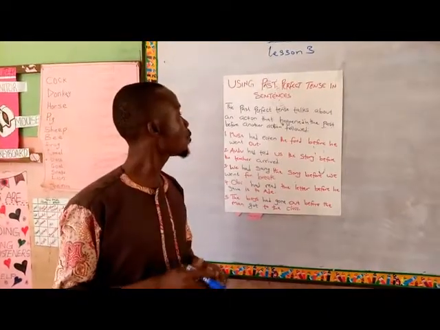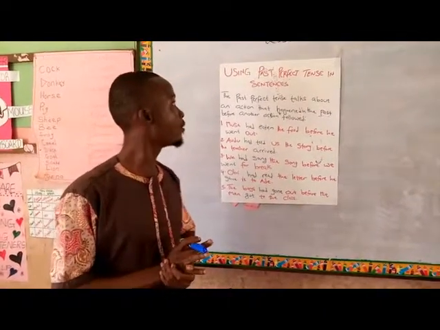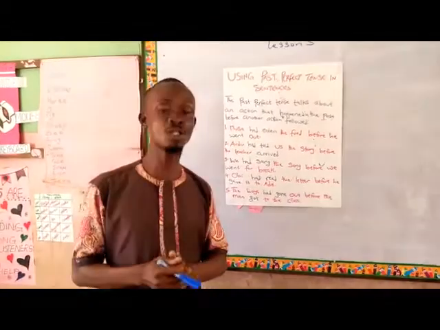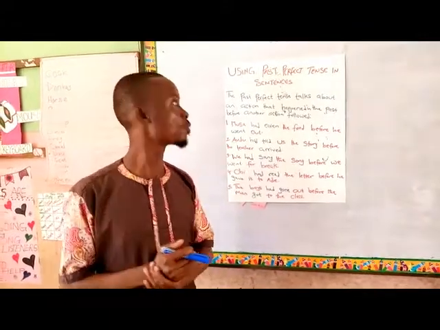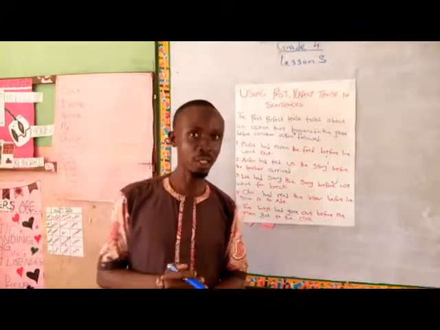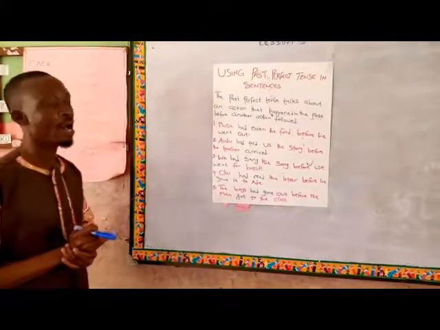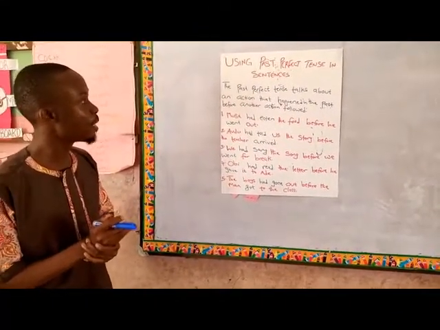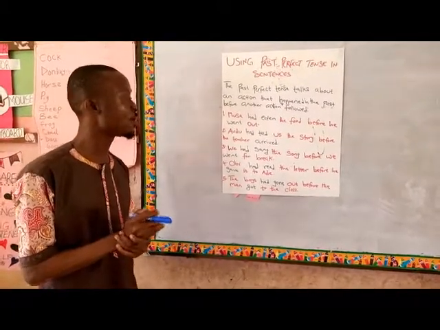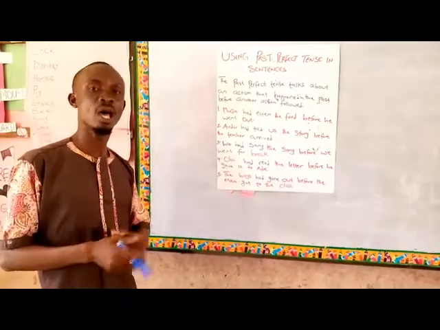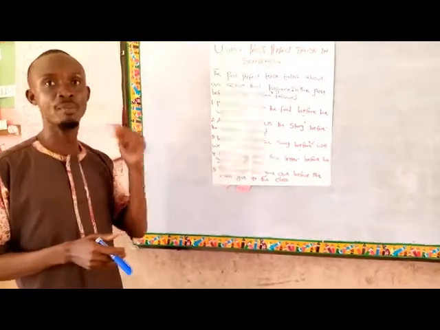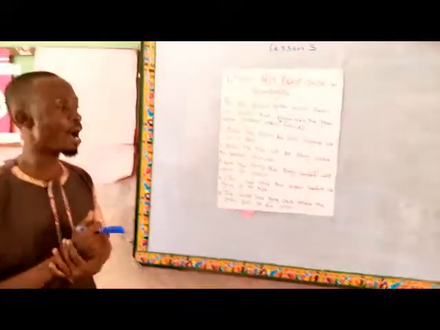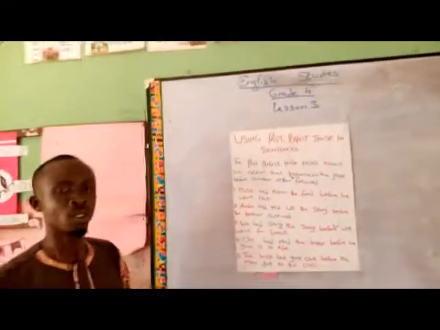Now, today we want to look at using past perfect tense. How do we make use of the past perfect tense is what we want to look at today. Now, if you look at what I have here, I said here that the past perfect tense talks about an action that happened in the past before another action followed. That is how we make use of the past perfect tense.